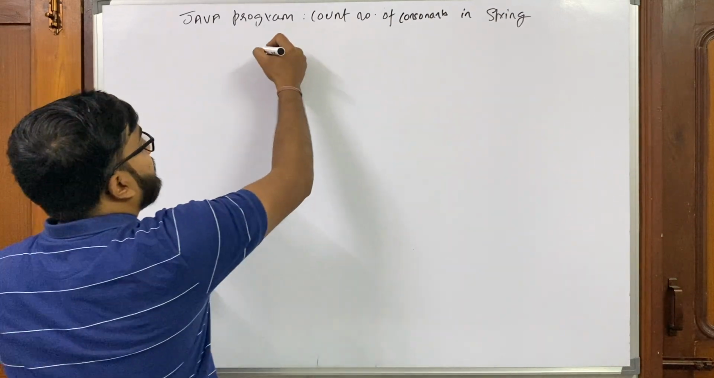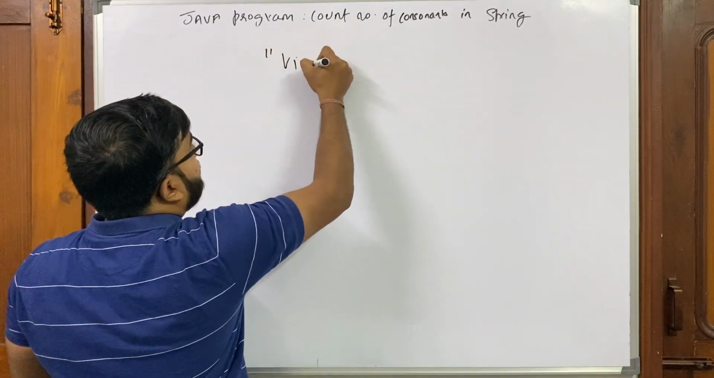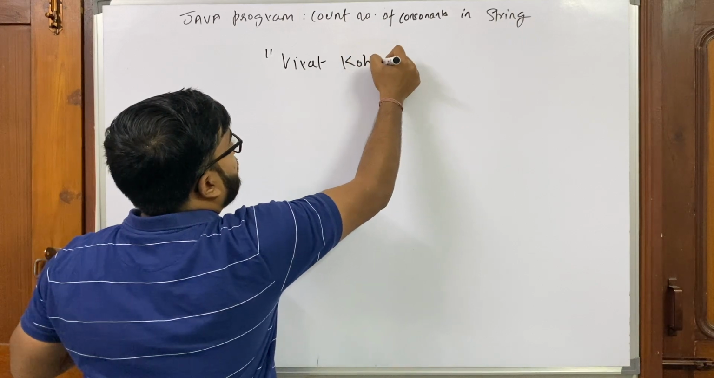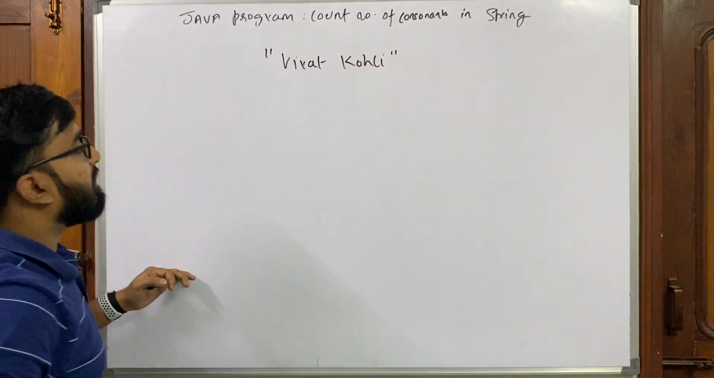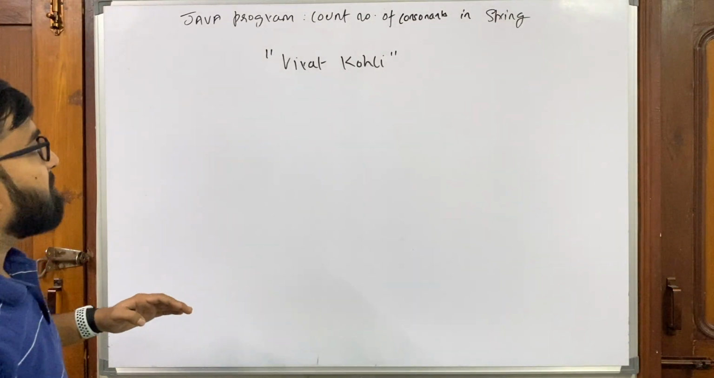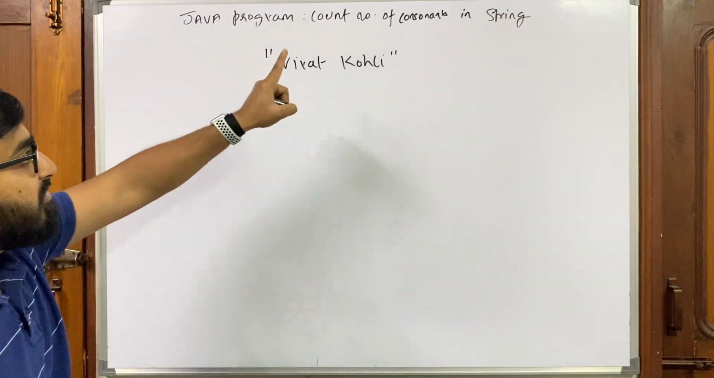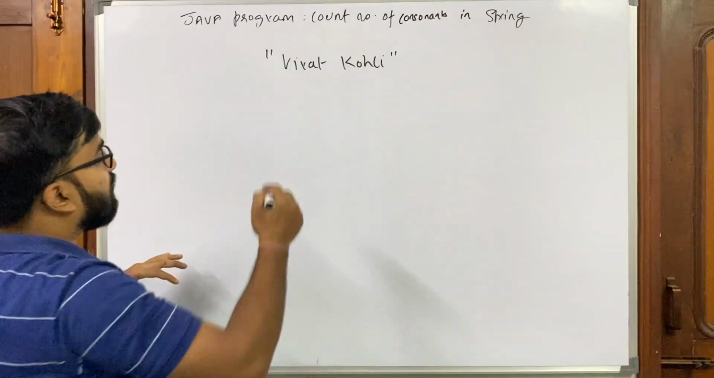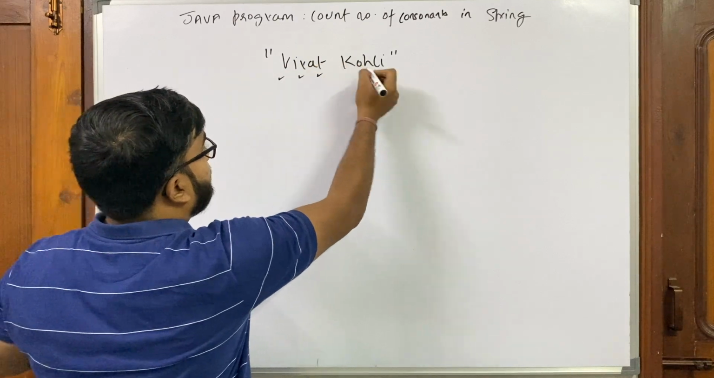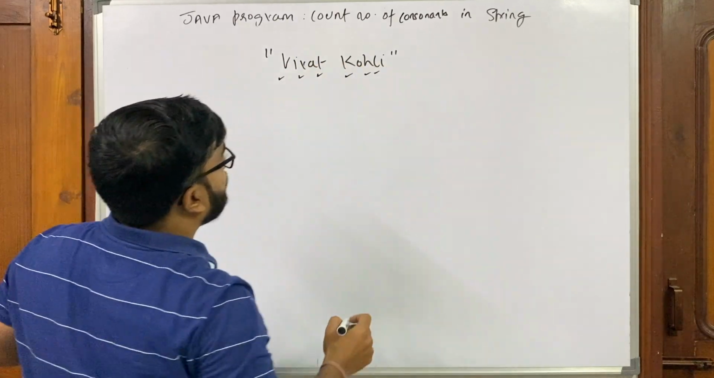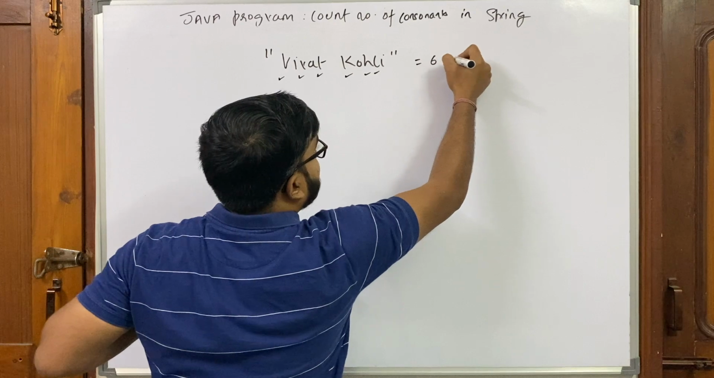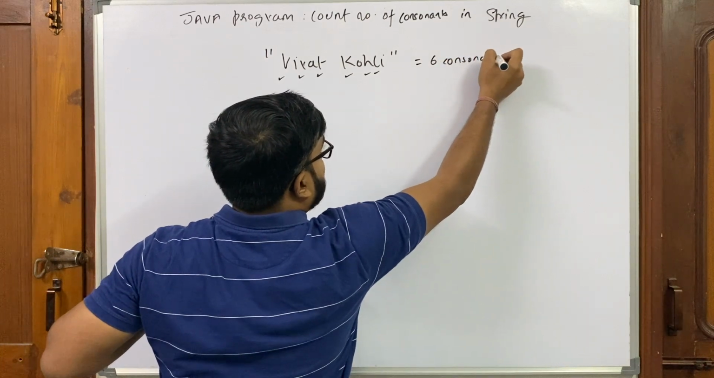So we are given a string, so I'll take a name within a string, which is Virat Kohli. He is a very popular cricketer in India, all over the world, not just India. Anyways, you have to count the number of consonants in this string. So the consonants are V, R, T, K, H, L. So we have a total of 6 consonants in this case.